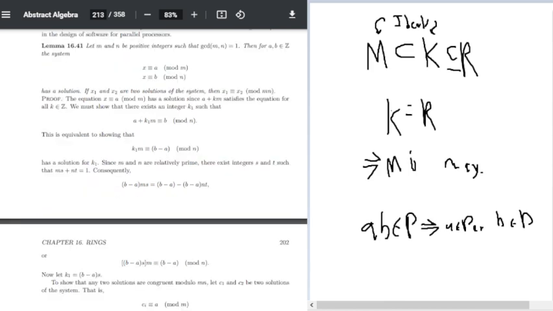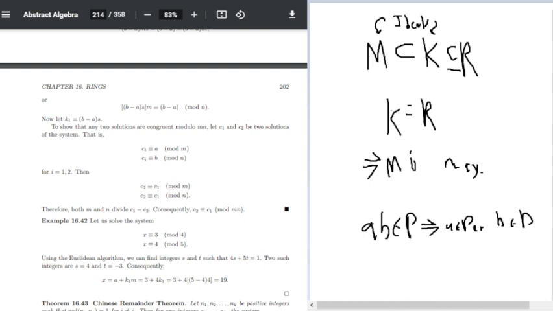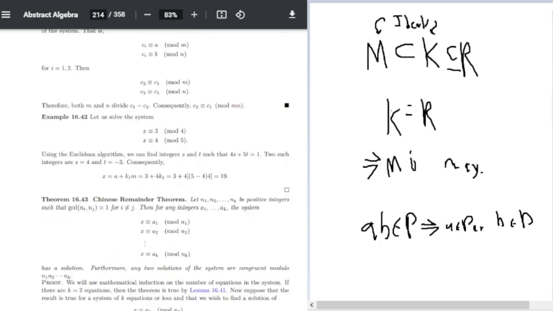Since m and n are relatively prime, there exist integers s and t such that ms plus nt is equal to 1. Consequently, b minus a times ms is equal to b minus a times nt. Or, (b minus a) s times m is congruent to b minus a mod n. Now, let k1 be equal to (b minus a) times s. To show that any two solutions are congruent modulo mn, let c1 and c2 be two solutions of the system. That is, ci is congruent to a mod m, and ci is congruent to b mod n, for i equal to 1, 2.